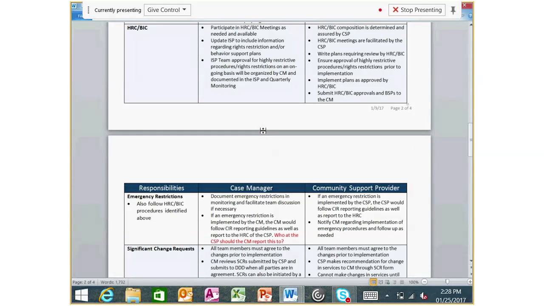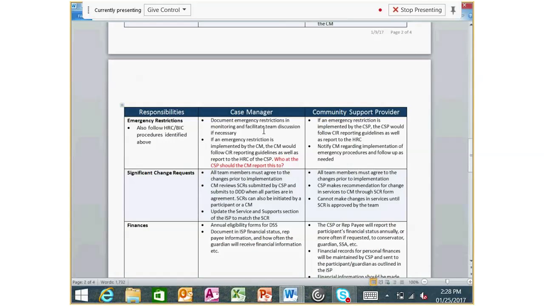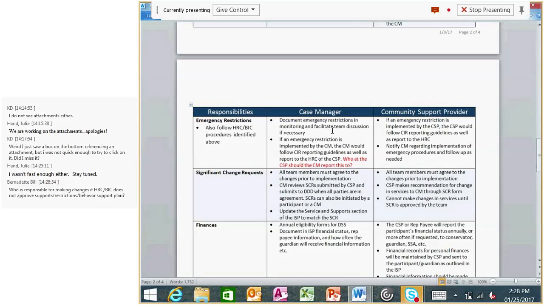Okay, so emergency rights restrictions. This is going to follow a lot of the same information that's in the Human Rights Committee and Behavior Intervention Committee section. A case manager, though, it's possible that an emergency rights restriction would have to be implemented by a case manager, and they would need to follow the CIR reporting guidelines for any emergency restriction, as well as report that information to the Human Rights Committee at the CSP.